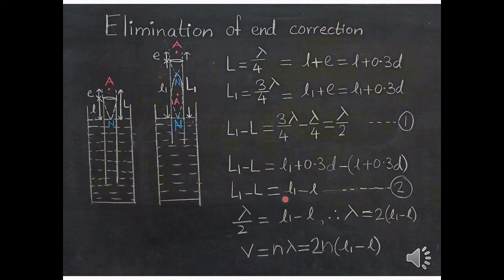From equation 1 and 2, we can see that the LHS are the same. So we can equate the RHS. So we get lambda by 2 is equal to small l1 minus small l. Therefore, lambda is equal to 2 times the bracket small l1 minus small l. So these lengths small l and l1 can be measured with the help of a scale. So V, that is the speed of sound, is equal to n lambda, which is equal to twice n into L1 minus L. So we can see here in this formula, there is no need of end correction. So this is how the end correction can be eliminated.